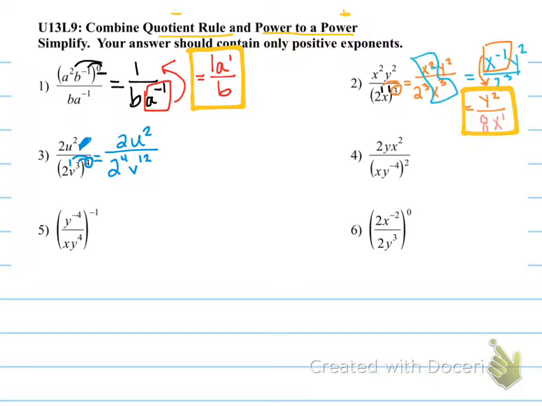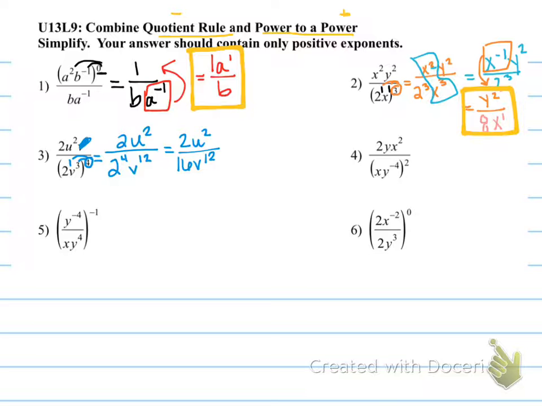Okay, the last thing I have to take care of is the 2's. What you could do is find out what 2 to the fourth is, and that gets us 16. So right now, my fraction has 2u squared on top, and 16v to the 12th on the bottom.